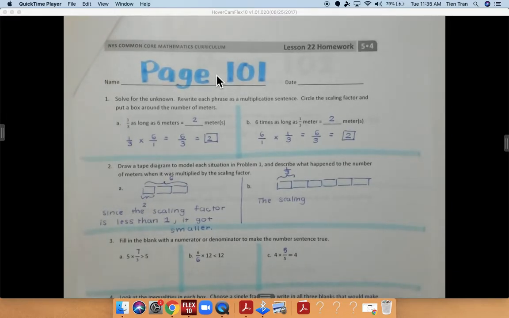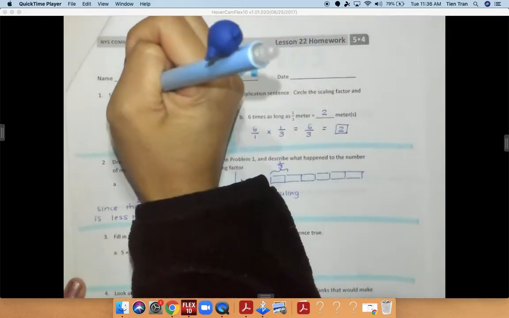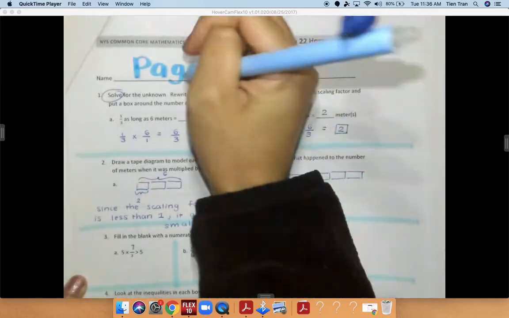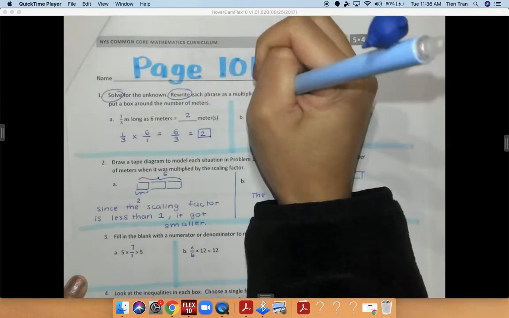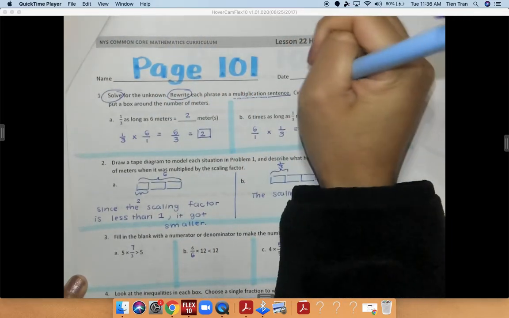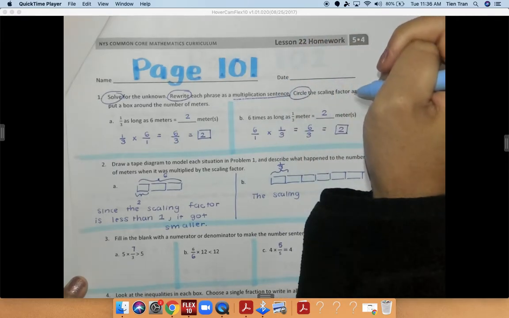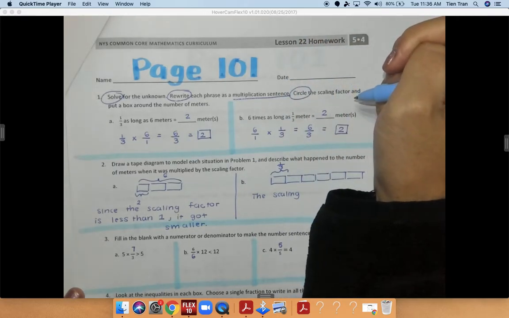We are on page 101, lesson 22 homework. Please make sure you are on the correct page. For number 1, it asks you to solve for the unknown, rewrite each phrase as a multiplication sentence, and circle the scaling factor and put a box around the number of meters.